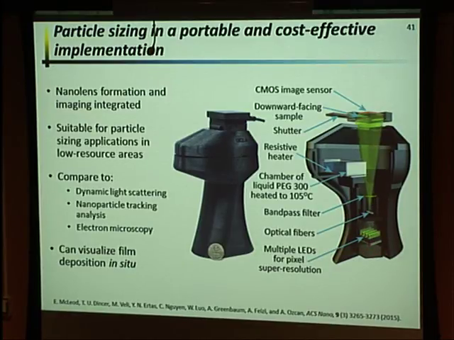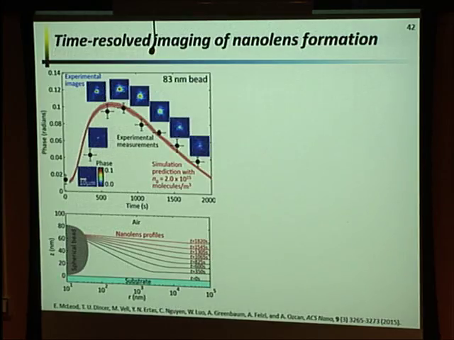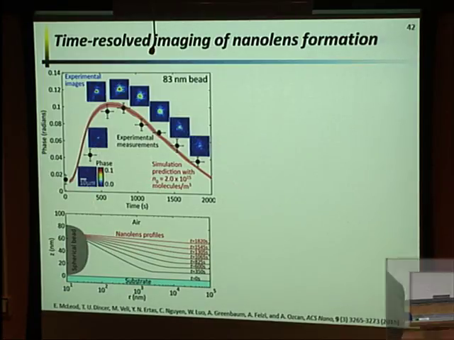And we have multiple LEDs so that we can shift the image using that pixel super resolution approach, so we can provide small little shifts to the image. So one advantage is that we can get time-resolved measurements. We can actually record the formation of this film as a function of time.